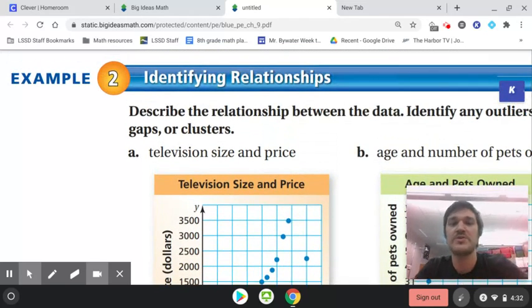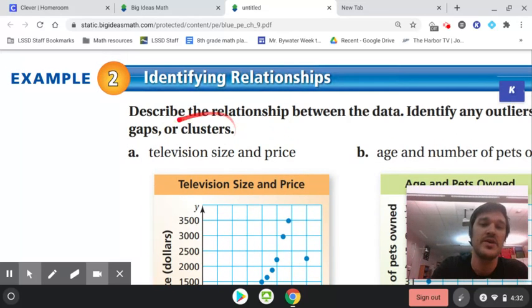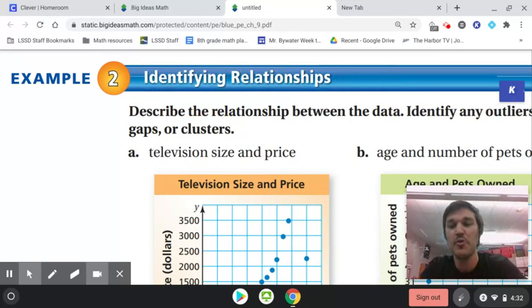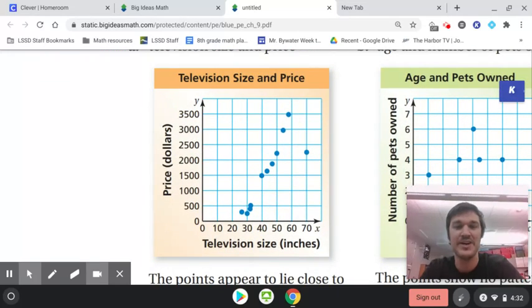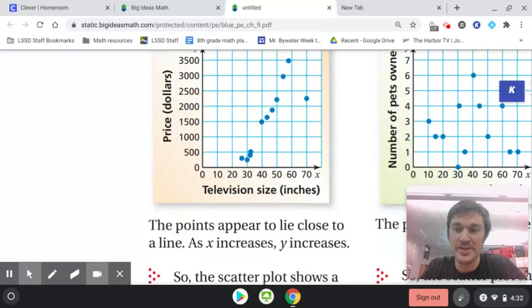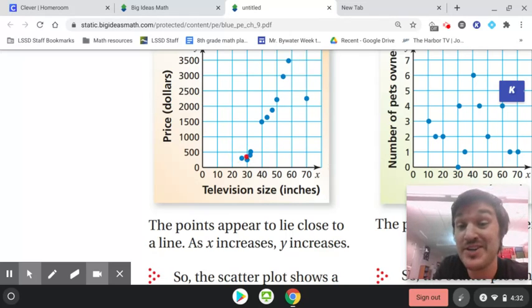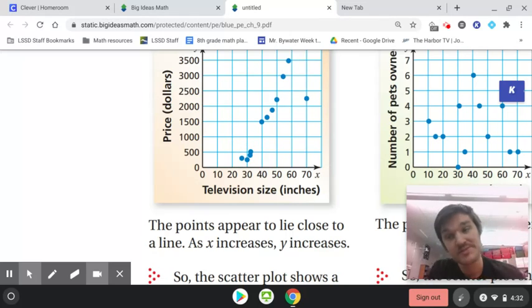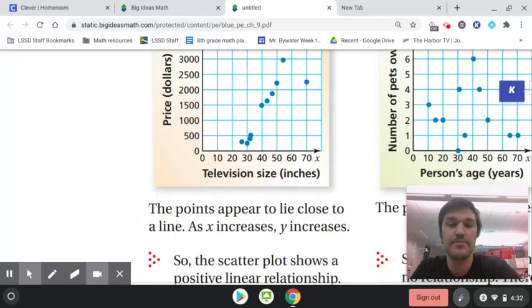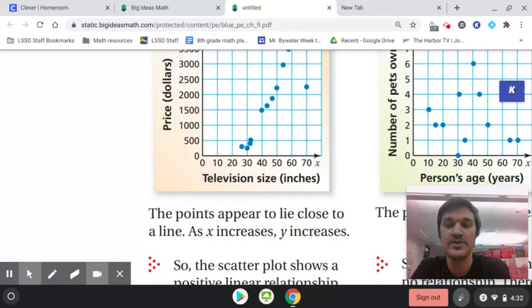Other terms, so that was outliers, gaps, clusters. And this is a high concentration of points in a specific area. So looking at this data, I might consider this to be a cluster. These data points are all very close. It seems like you can predict with a lot of accuracy what a 30-inch TV is going to cost you. You can see, if it's right around 30 inches, it's going to be pretty dang close to $500, maybe just under. So anyway, that is outliers, gaps, and clusters.